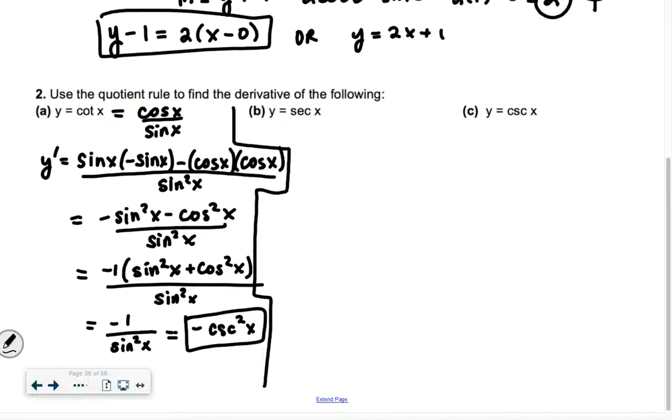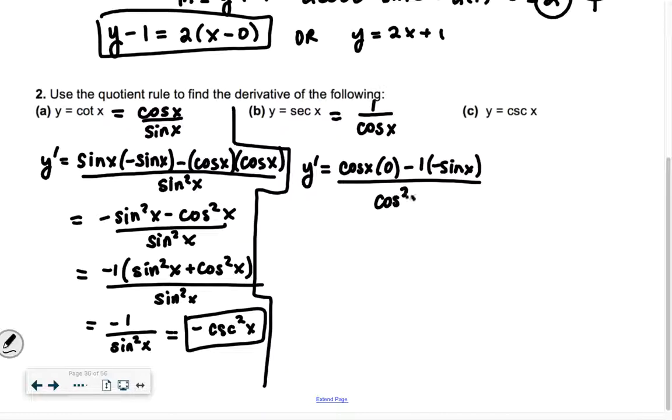So if I have secant of x, I would first rewrite that as 1 divided by cosine of x, right? So we do y prime equals, and we're going to do our low d high minus high d low all over the square of what's below. So our low is cosine of x. D high, the derivative of 1, is just 0. Minus high is 1, d low is negative sine of x, all over the square of what's below, all over cosine squared x. Okay. So we end up getting a positive sine of x over cosine squared x.